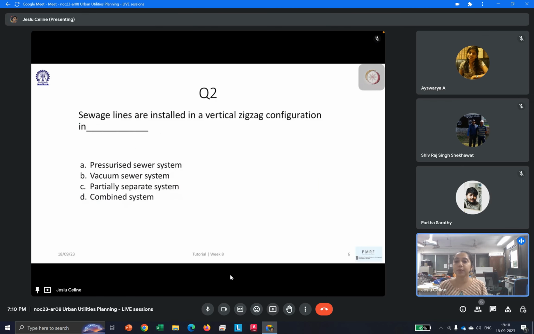Question two. Sewage lines are installed in a vertical zigzag configuration in which of the following? A. Pressurized sewer system. B. Vacuum sewer system. C. Partially separate system. And D. Combined system.